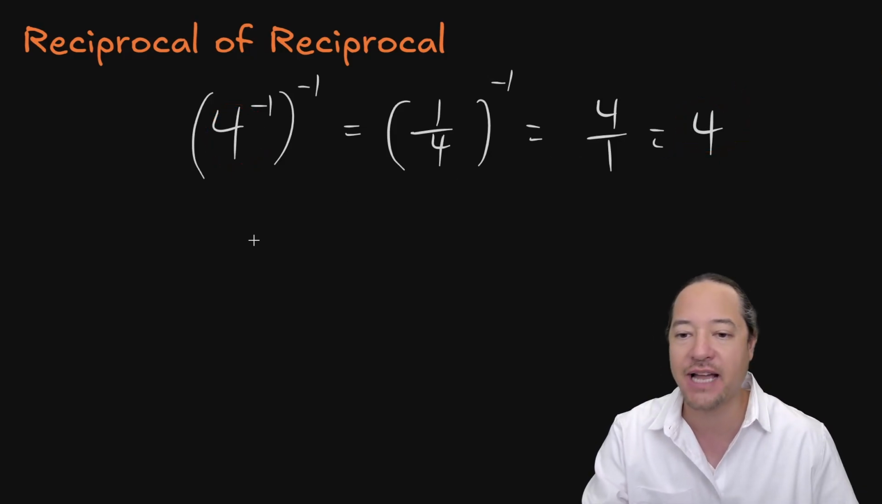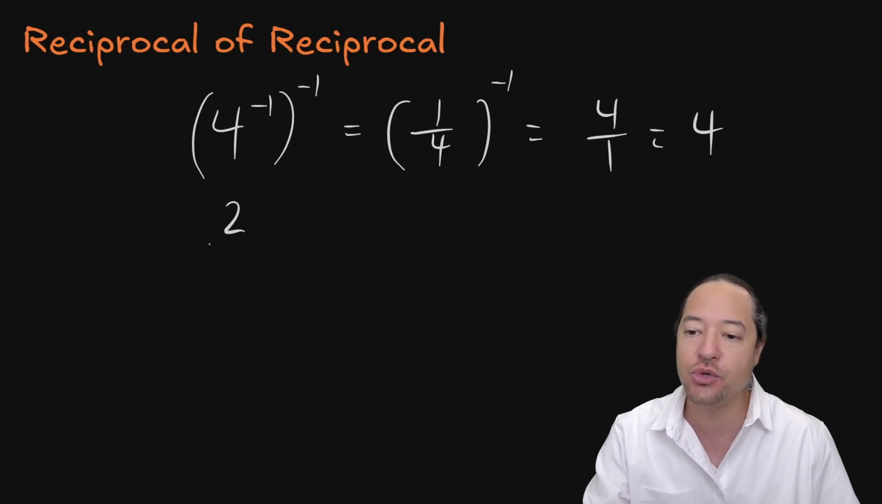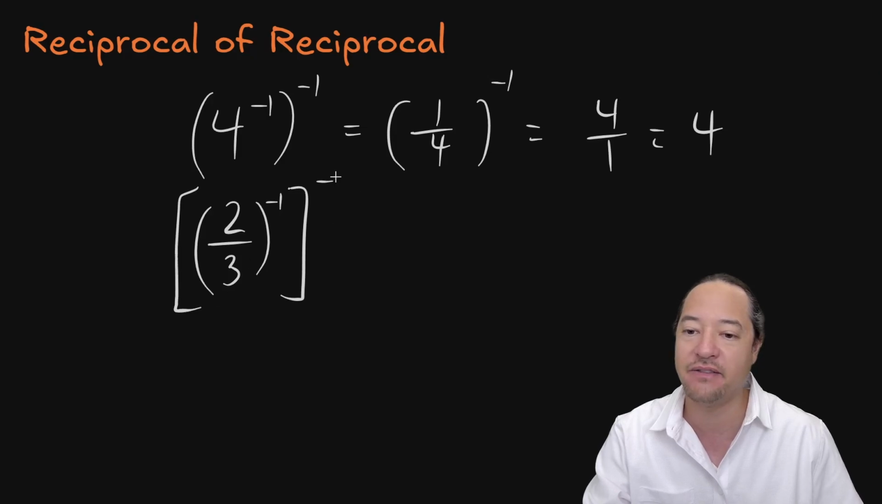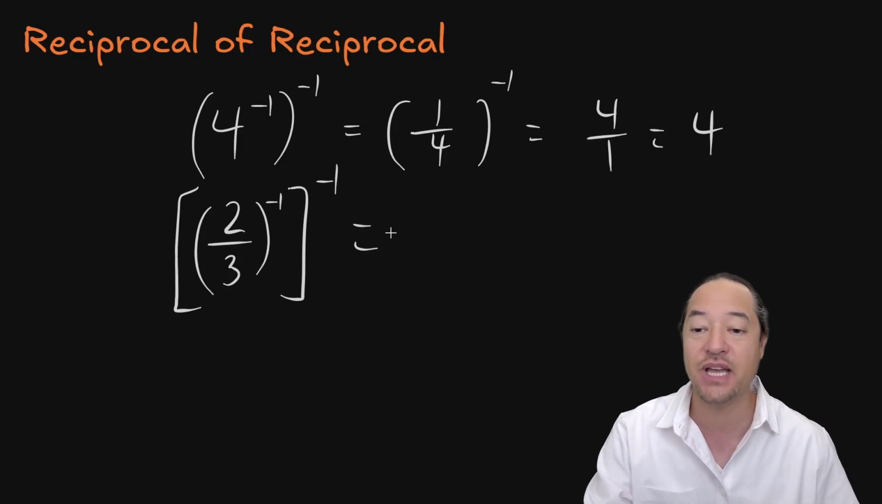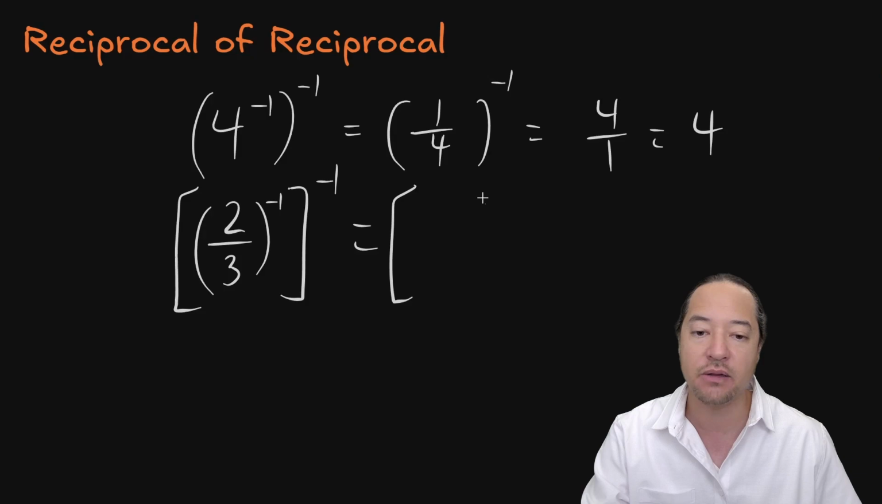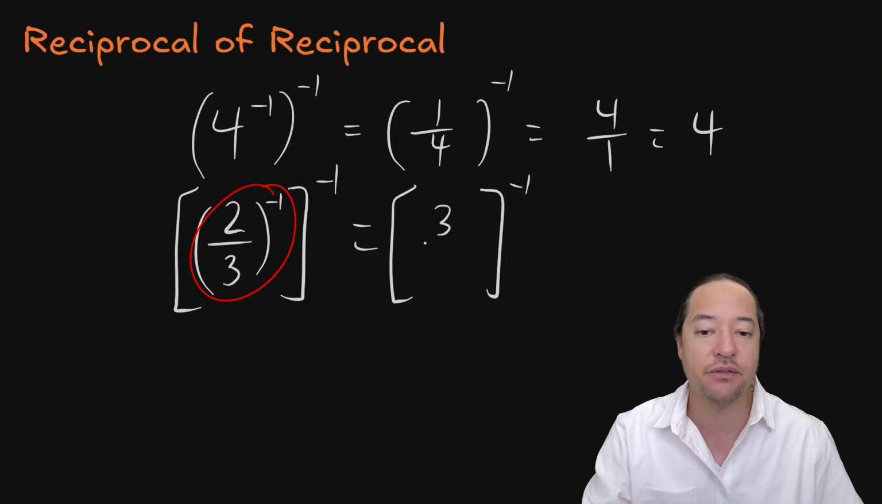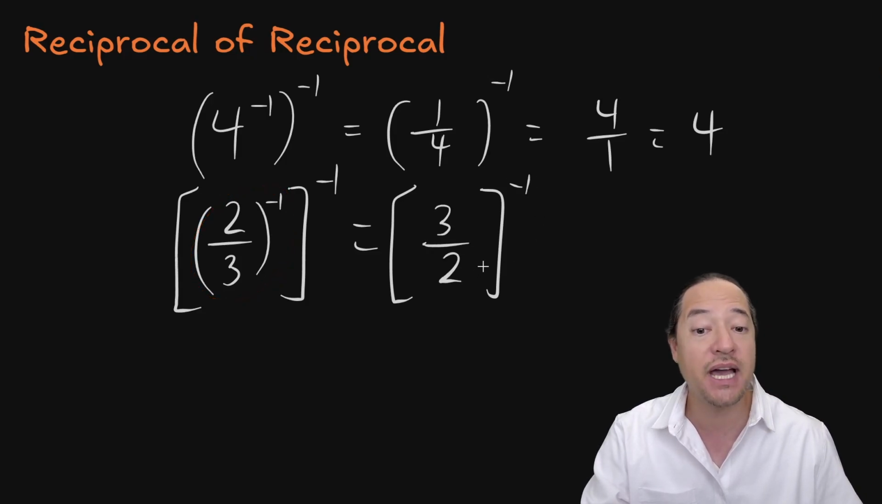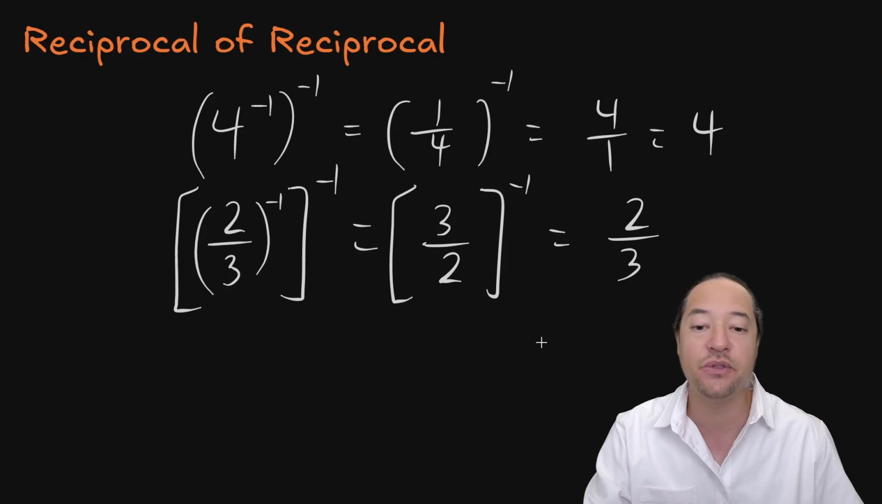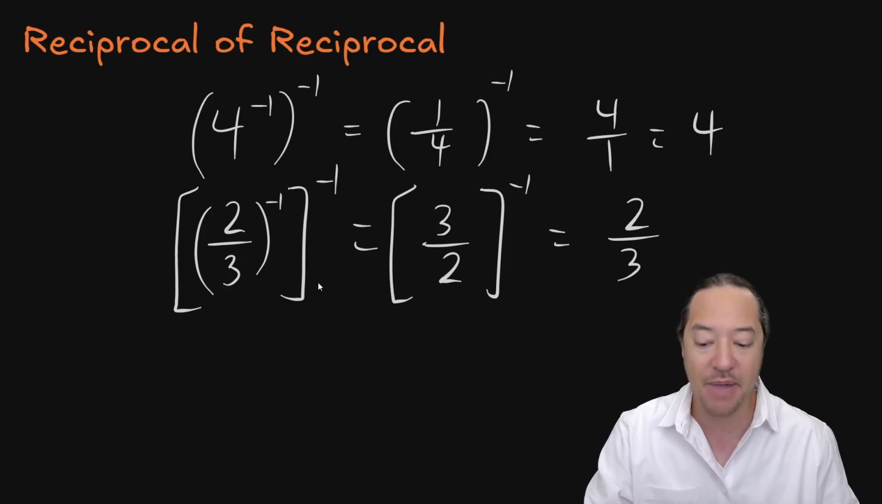Let's try it with a fraction, okay? So let's say I have 2/3. I'm going to take the reciprocal of that, and then I'm going to take the reciprocal of that, okay? So do that twice. What am I going to get? Well, the first reciprocal is going to be taking 2/3 and flipping it, so I'll get 3/2. And then I'm going to do that again. I'm going to flip it again. So taking that and flipping it again, I get 2/3. So just as expected, I get my original number back out again.